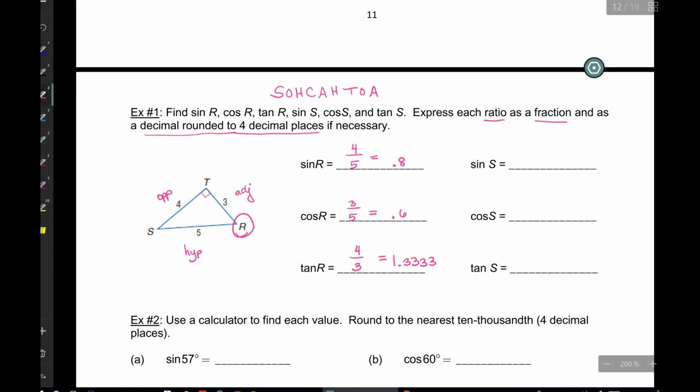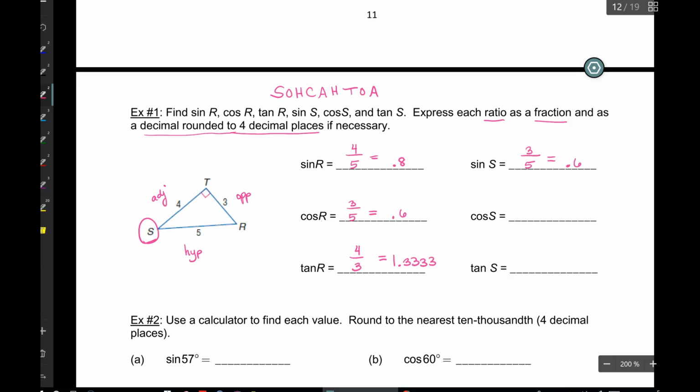Okay, next we're going to look at the sine of S, the cosine of S, and tangent of S. So now I'm going to focus on this angle. Now the hypotenuse doesn't change, but in relation to that angle, the opposite side is now 3 and the adjacent side is 4. So now when we do sine of S, we're going to put 3, because that's opposite, over the hypotenuse, which you'll notice is the same as cosine of R, which makes sense. We just switched the places.